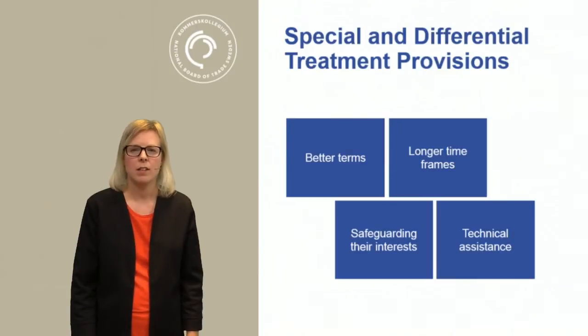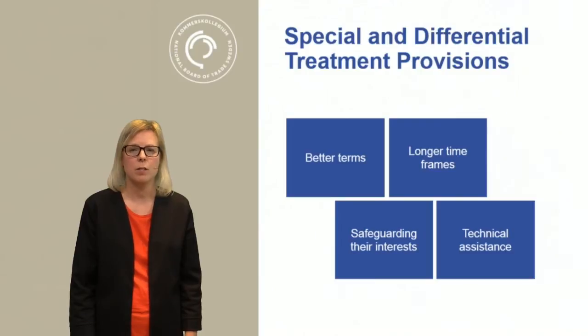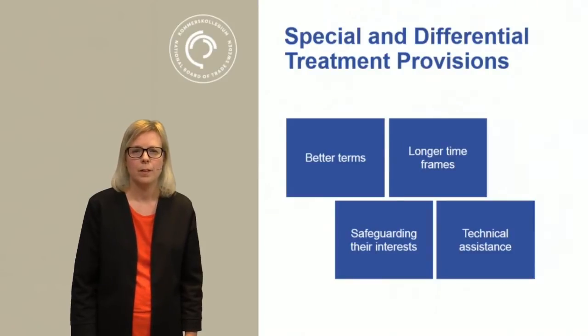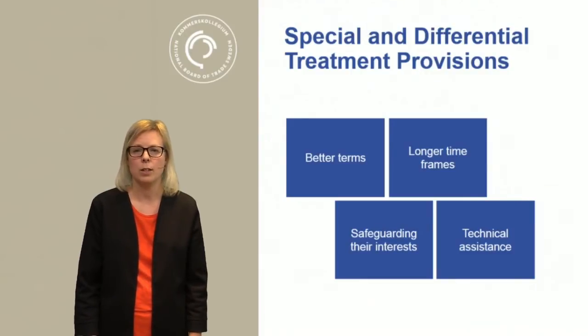Looking at the content of the special and differential treatment provisions, one could say that there are basically four types of provisions granting special and differential treatment. First, there are provisions that give developing countries more favorable terms in the agreements, such as more flexibility in the use of certain policy instruments or lower level of commitments. In this category are also provisions aimed at increasing trading opportunities for developing countries.